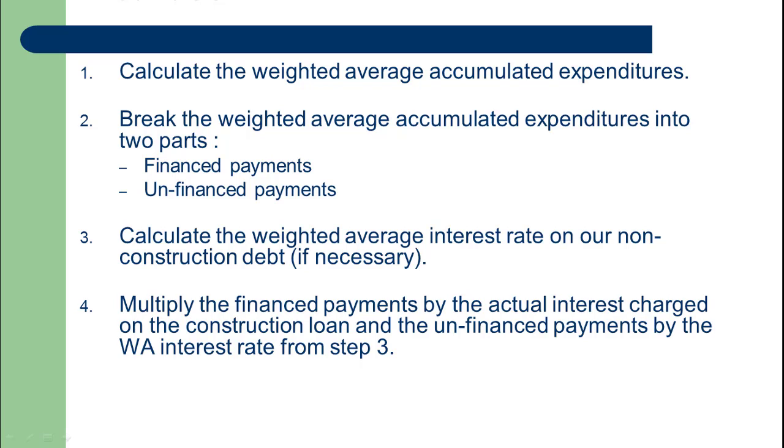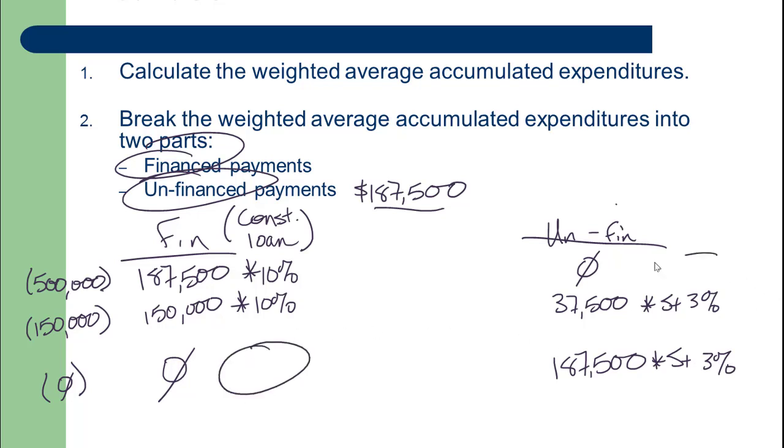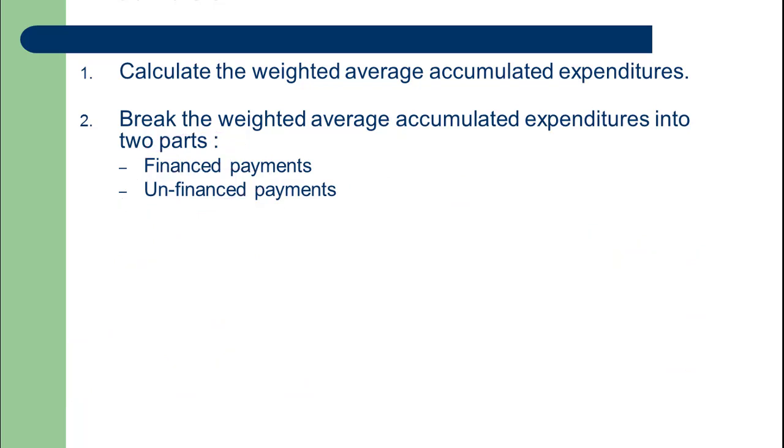So let's take a look at our diagram again. So I would multiply this by 10%, or if this were the scenario, I'd multiply this by 10%. Over here, I would multiply these by the step 3 rate. And over here, of course, here and here, it doesn't matter because they're 0, so it's going to go to 0. Anyway, you can multiply by whatever number you want to in those scenarios. So those are our steps.